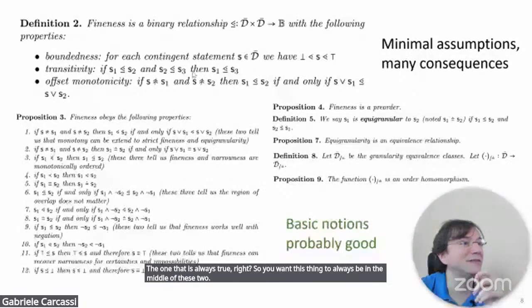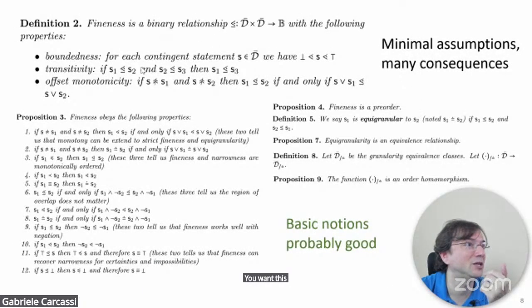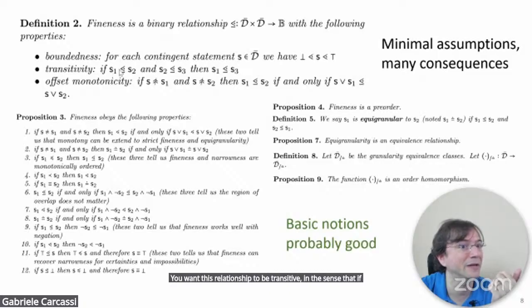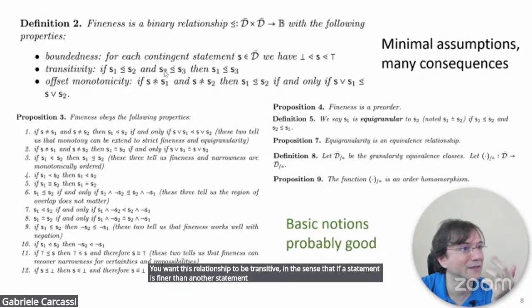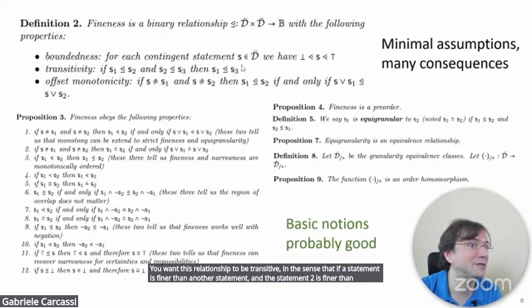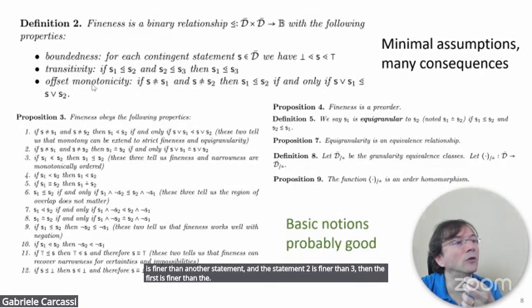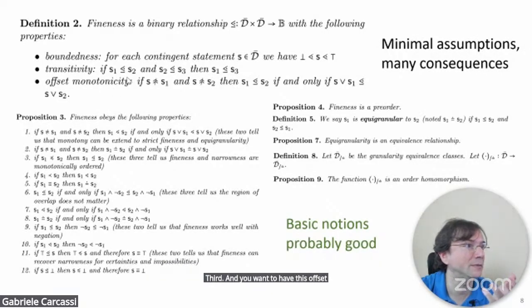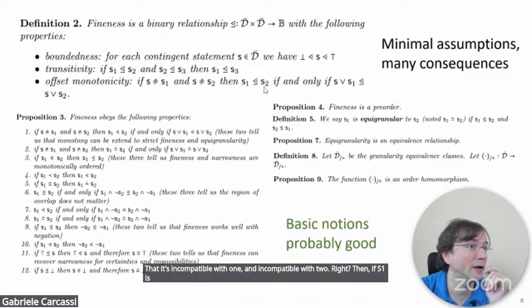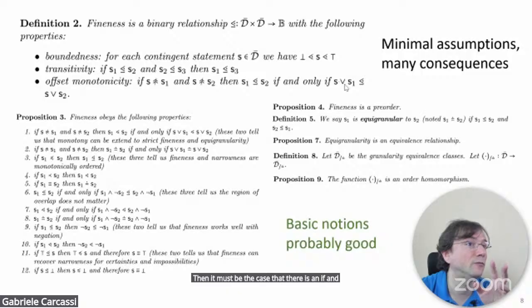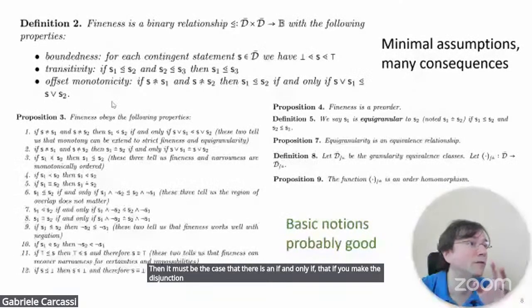You want this relationship to be transitive, in the sense that if a statement is finer than another statement and statement 2 is finer than 3, then the first is finer than the third. And you want to have this offset monotonicity, meaning that if you have a statement that is incompatible with S1 and incompatible with S2, then S1 is finer than S2 if and only if the disjunction of both statements with the other thing preserves that relationship.